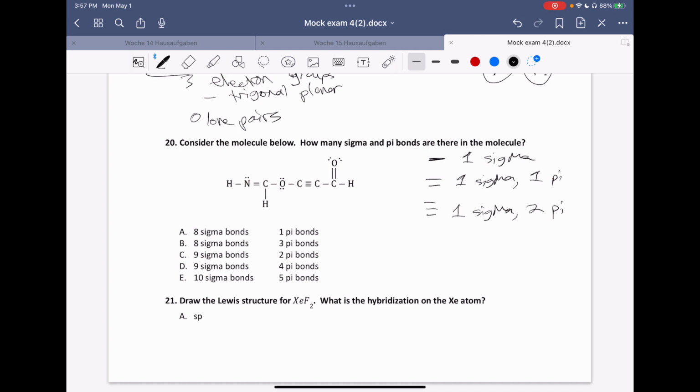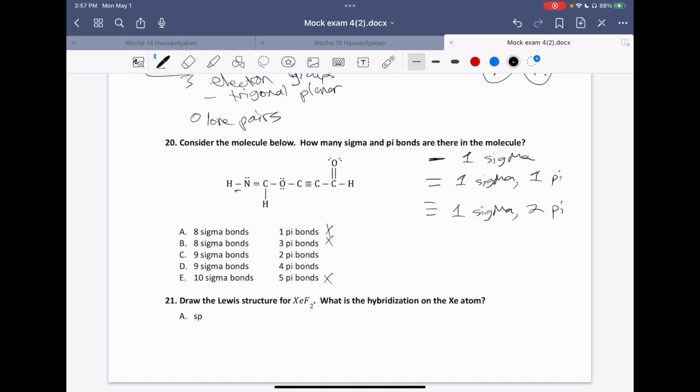So there are, let's just say, 1, 2, 3, 4, 5, 6, 7, 8, 9. So there should be a total of, there's 9 bonds total, so there should be 9 sigma bonds. So we can cross out answer choices A, B, and E.